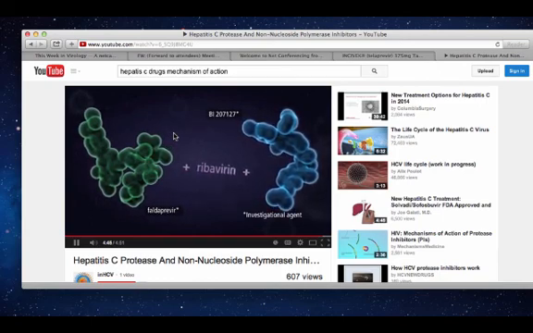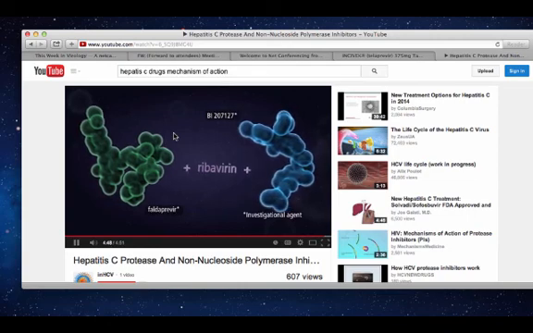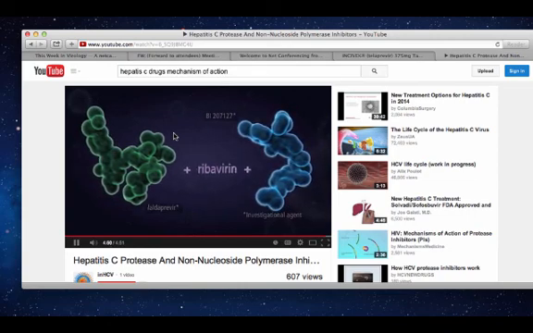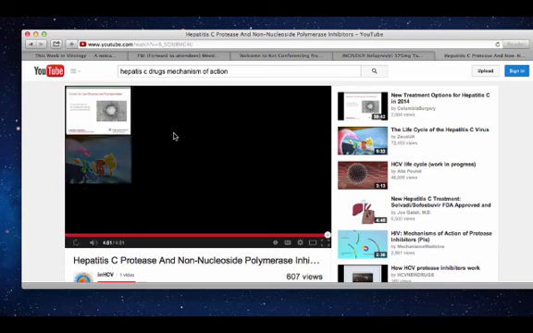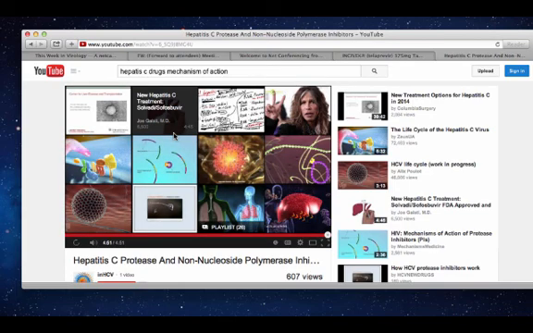So again, the boxing glove version is the protease inhibitor, and the $1,000 a pill is the one which is blocking the RNA-dependent RNA polymerase.